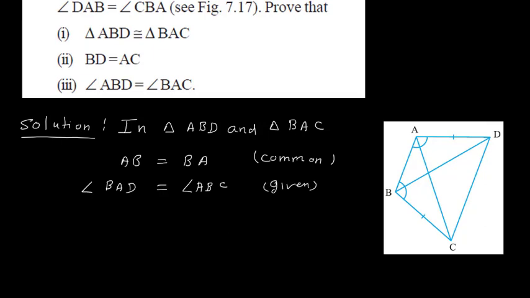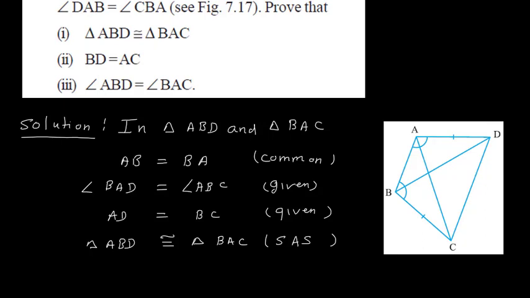And third, we have side AD in triangle ABD. Side AD is equal to side BC. This is also given. So I will say that triangle ABD is congruent to triangle BAC, right? What is the criteria? Criteria is side, angle, side. So by side, angle, side criteria, these two triangles are congruent.